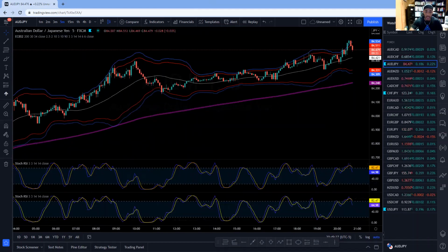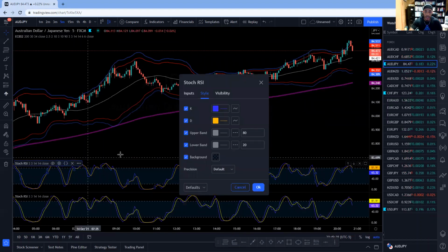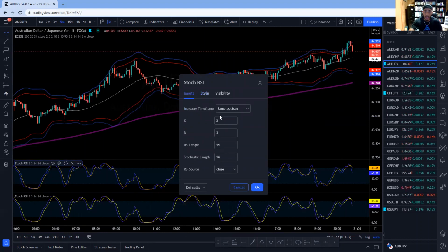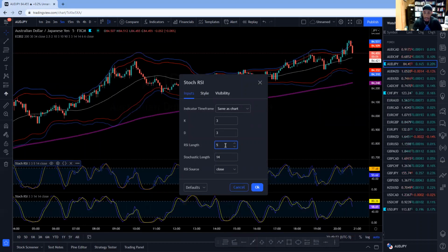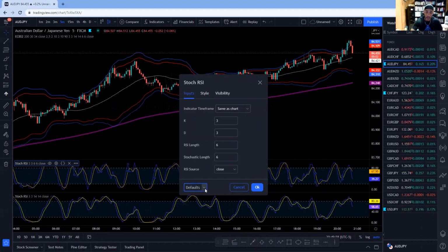So when you click it twice, these two should pop up. And what you're going to do for this first one is click on the settings. You can keep all this the same, but you're going to go to inputs, and it's going to be 3, 3. Your RSI length and your stochastic length, we're going to change that to 6. All right, changing that to 6, and boom.